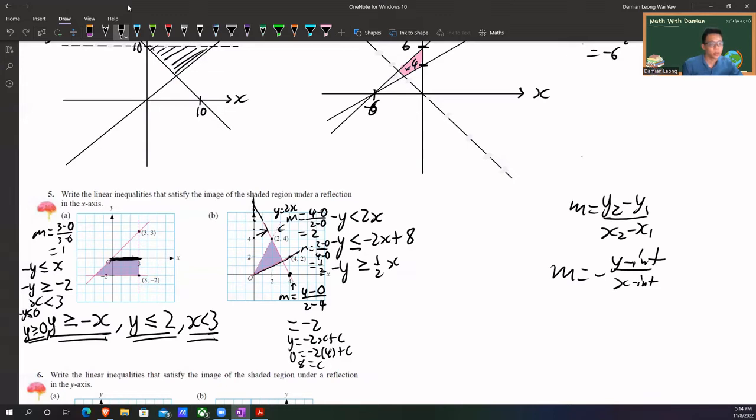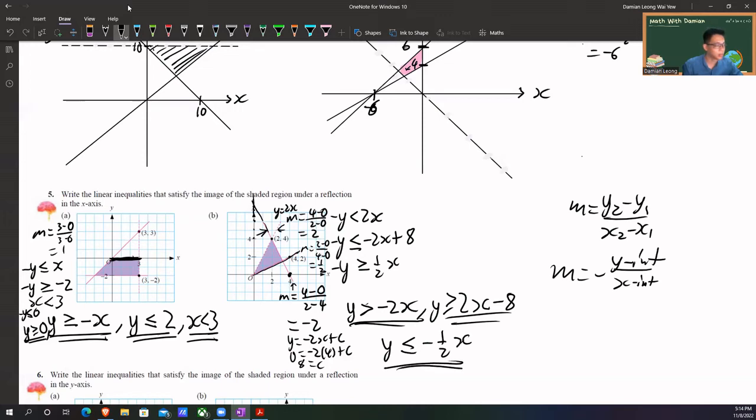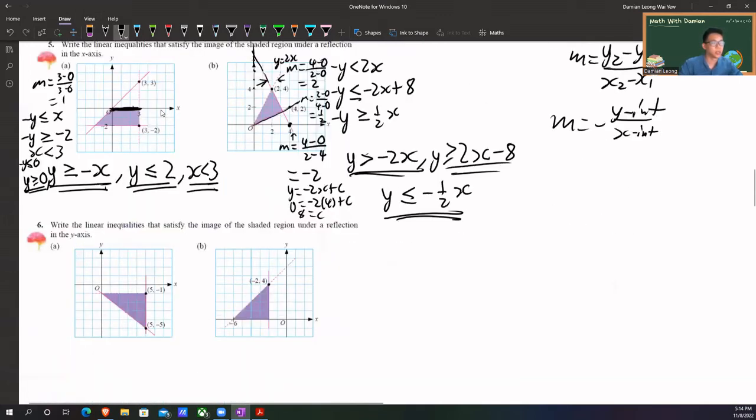Again, put negative on all the y. So when I bring over and rearrange, the y inequality changes direction. More than negative 2x. Y more equals, becomes negative, negative becomes positive, plus becomes minus. And then this one, y less or equals negative half x. Yeah, that's all the inequalities here.